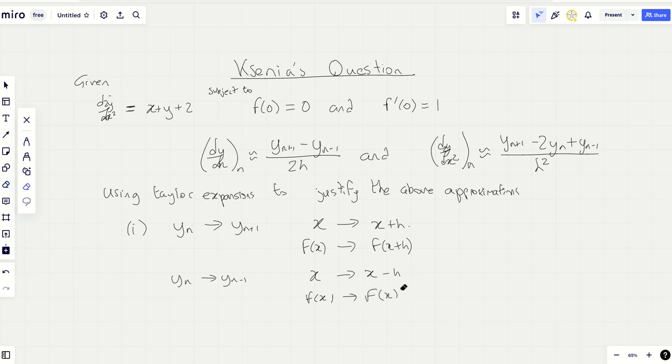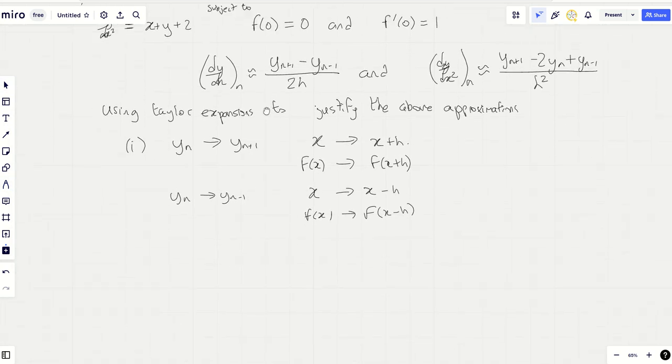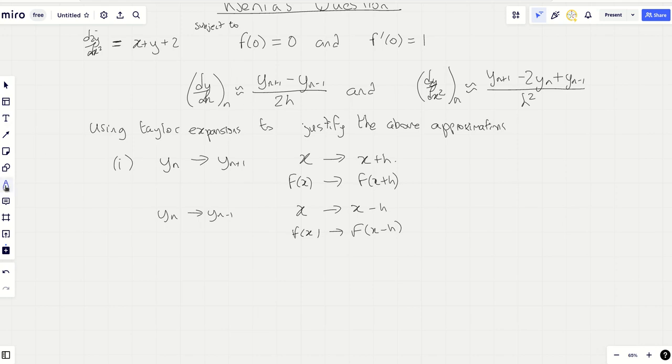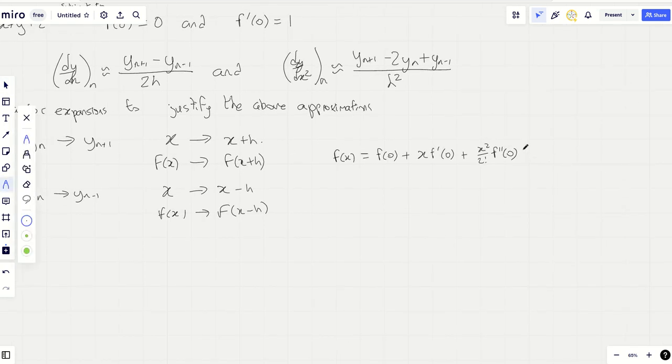So what I'm going to do to prove this first result is, I'm not really proving a result because I'm justifying an approximation using Taylor expansions. Now recall that the Taylor expansion at 0, which is what we've got here, in other words the Maclaurin expansion, is that f of x equals f of 0 plus x times f dash of 0 plus x squared over 2 factorial times f double dash of 0, and so on and so forth. It might also be worth pointing out that if you just take the first few terms of this expansion, you get a good approximation, and that's what we're going to do here.